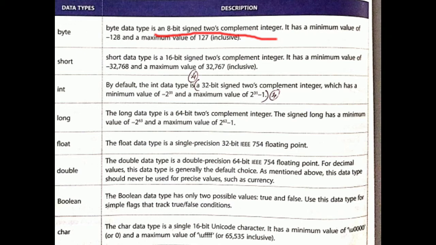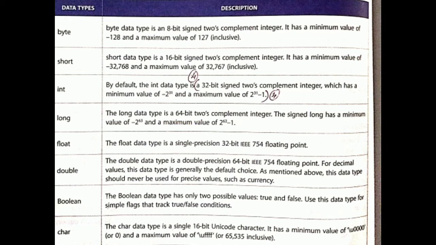Okay, second one is short. Short means it is a 16-bit integer. Then next one is int. All of you are familiar with this term int. Okay, it is a 32-bit integer. Next one is long. Long means it is a 64-bit integer.